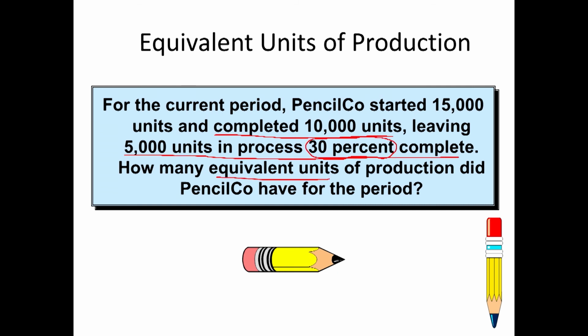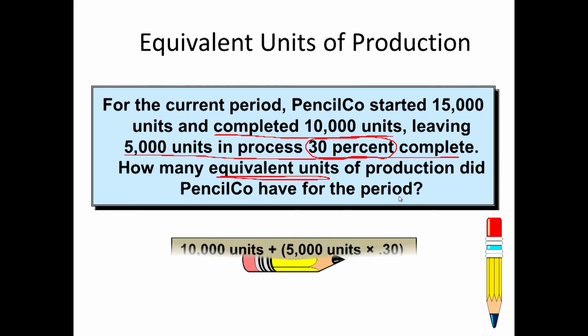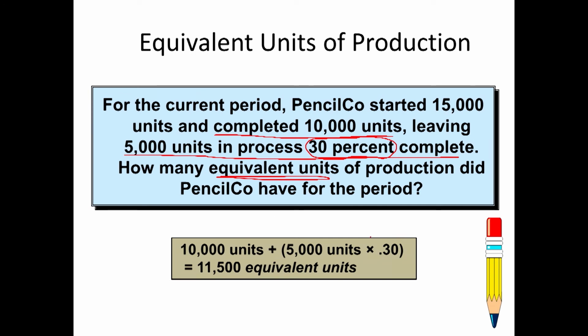How many equivalent units of production did Pencil Company have for the period? Well, you'd have the 10,000 units that are 100% complete. And if you wanted, you could take 10,000 times 100%. But then you also have the 5,000 units that are 30% complete. 30% of 5,000 is 1,500. Add that to the 10,000, and that equals 11,500 equivalent units.